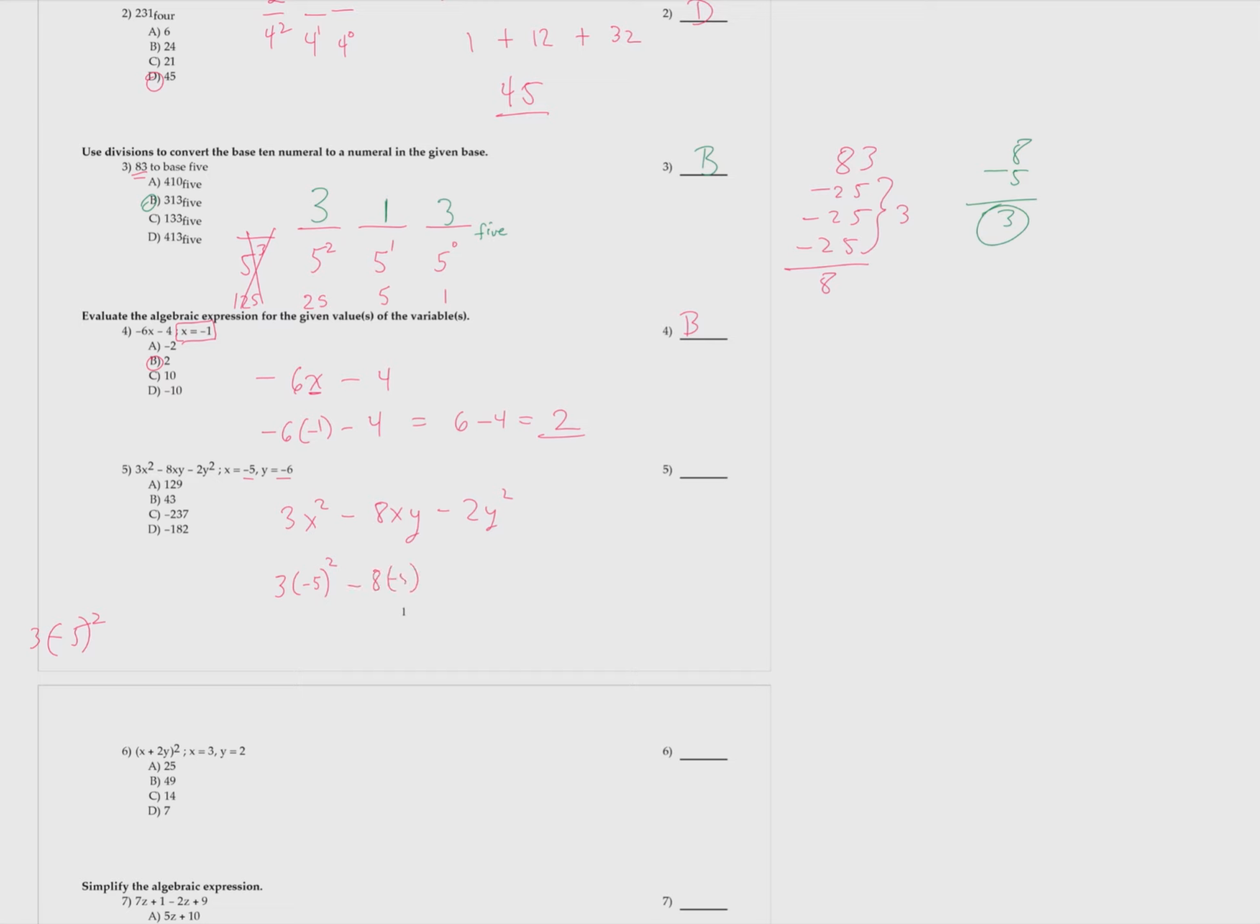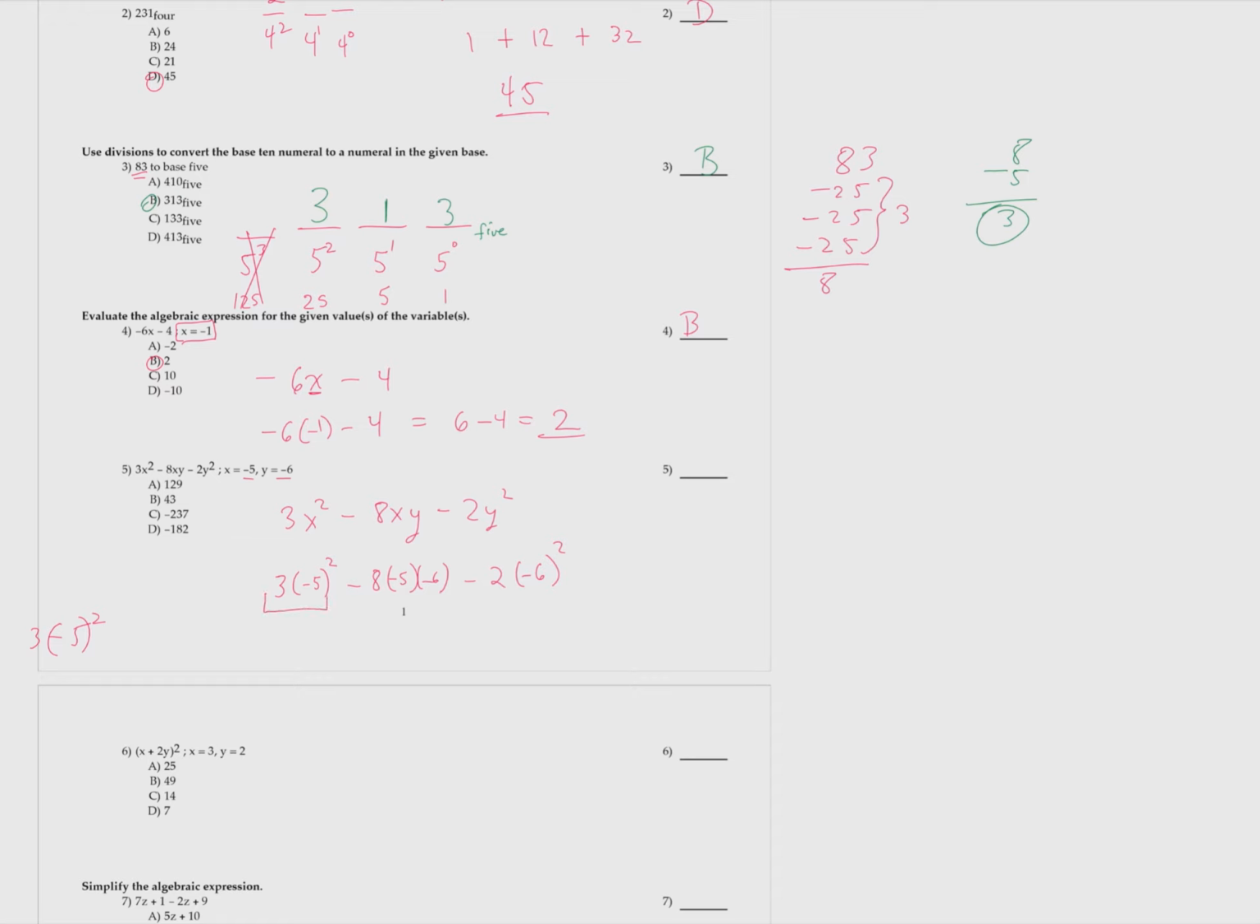Minus 8 times x. X is -5. And now I see a y. What was y again? Y is -6. And then minus 2 times y squared, which is -6 squared. So definitely, you have to be careful and make sure you put your parentheses correctly when you do this one. Now we're going to evaluate, term by term.